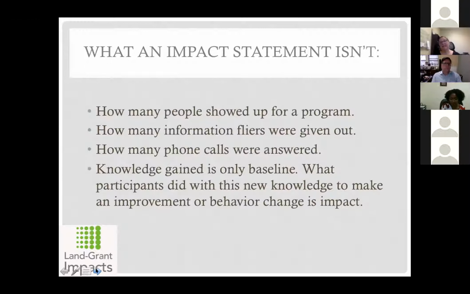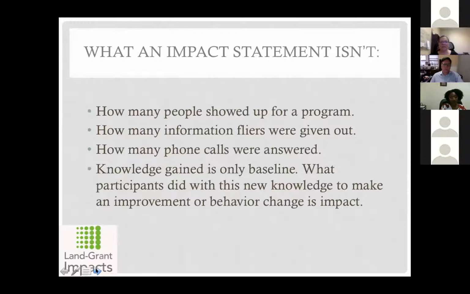What an impact statement is not is a list of how many people showed up for a program, how many flyers or brochures of information you gave out, how many phone calls you answered. Those are all a part of it, but that's not the impact. That's activity. And knowledge gained is only the baseline.